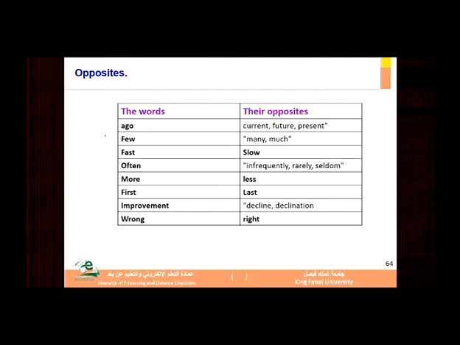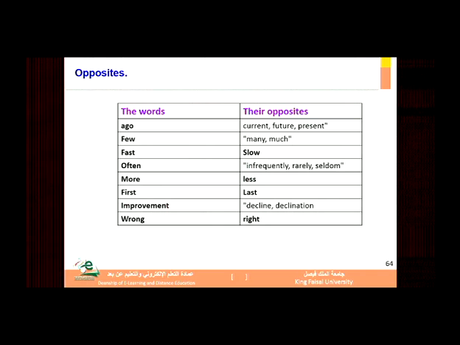When we have a few of something, it means qalil, but we can get the opposite, which is many or much, depending on the noun that follow. When something is fast, سريع, the opposite is slow, بطيء. Often, غالبا. Infrequently, غير متكرر. Or rarely, قلما, نادرا, seldom, نادرا. More means كثير or أكثر. Less means أقل. First and last, الأول والآخر.